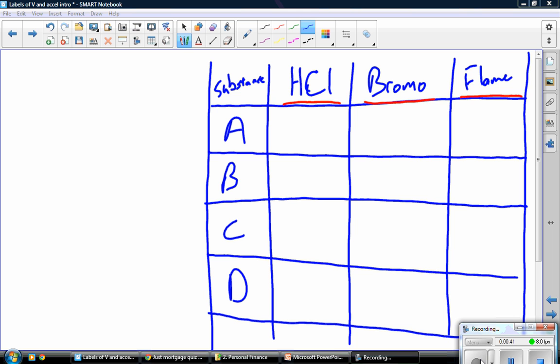So let's write out the results of the lab. For substance A, what was the result when we added the hydrochloric acid? There was sustained bubbling, right? So it bubbled. So bubbles. When we added the acid to substance B, what did we get? Yeah, more bubbles, sustained bubbles, right?